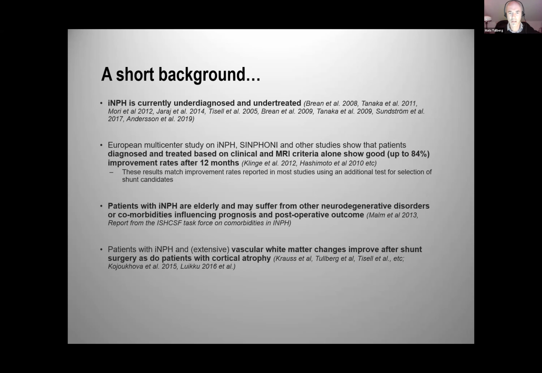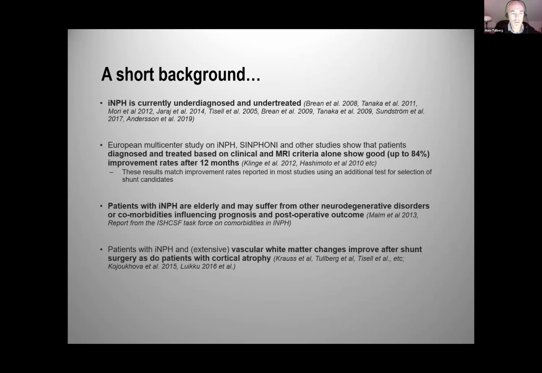large studies, for instance, the European multi-center study on iNPH and the Symphony study, which Giorgio mentioned, have shown that patients diagnosed and treated based on clinical and MRI criteria alone show good improvement rates after 12 months. These results match improvement rates reported in most studies using an additional test for selection of shunt candidates. I will come back to that a little later when I touch on the supplementary tests that we usually use.